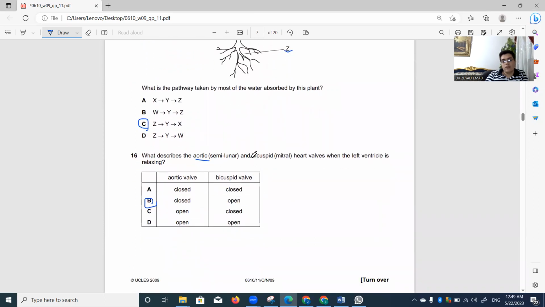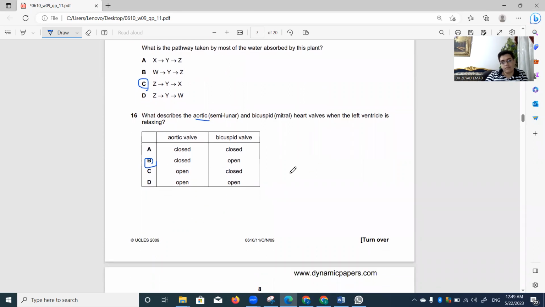What describes the aortic and bicuspid mitral heart valves when the left ventricle is relaxed? When the left ventricle is relaxed, the aortic valve is closed and the bicuspid valve is opened. The bicuspid valve is opened so that the blood moves from the left atrium to the left ventricle. So in order for the blood to move from the upper side to the lower side, we have to open the valve between them, which is the bicuspid valve or the mitral valve, and close the aortic valve to prevent backflow of the blood from the aorta to the left ventricle.